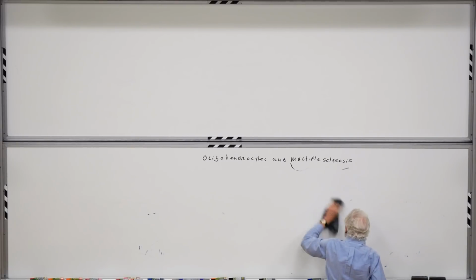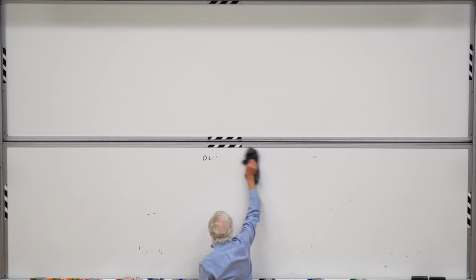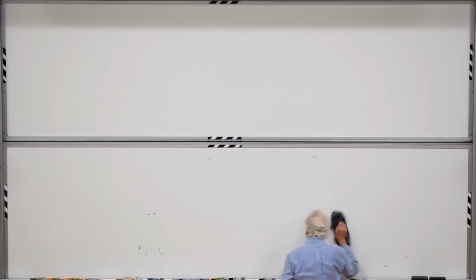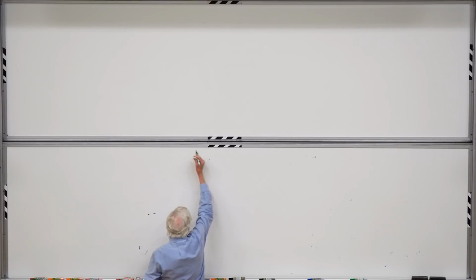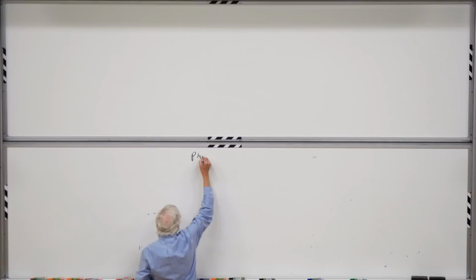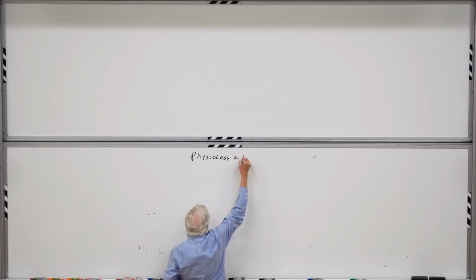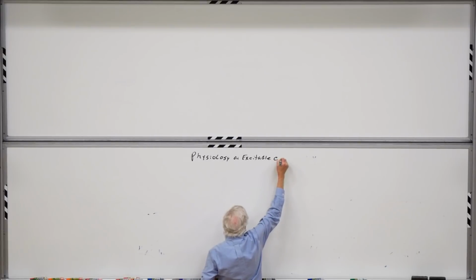As we do this, recognize this is going to be foundational for all of the signaling mechanisms in the central and peripheral nervous system, as well as muscle. So we'll start here simply with the generalized label of physiology of excitable cells.